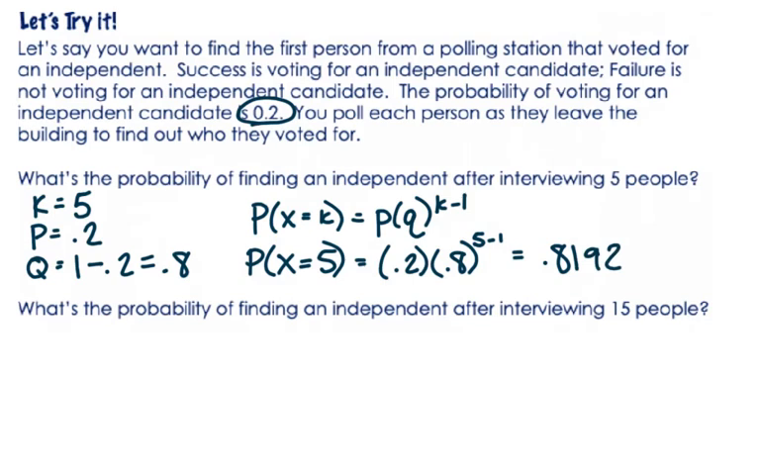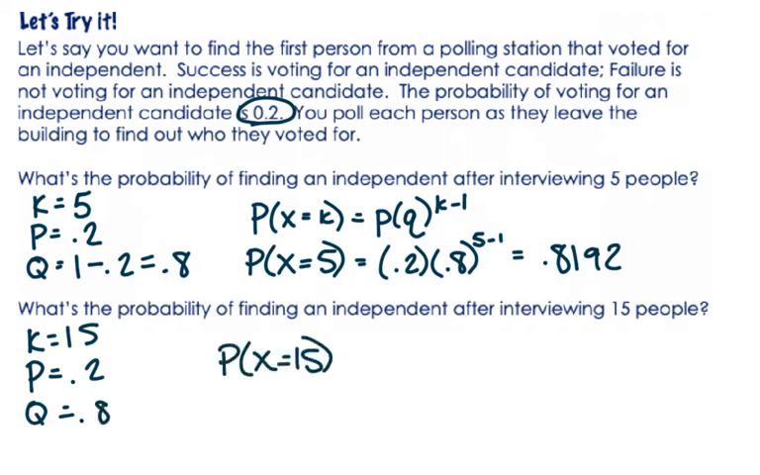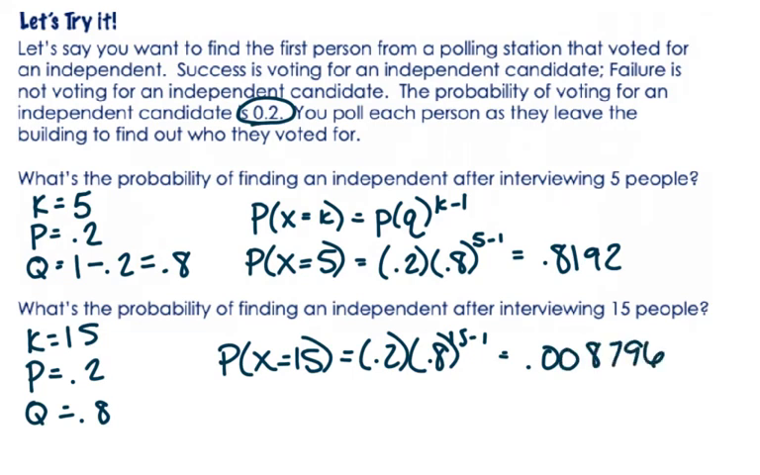Alright, so then if we change the question to what's the probability of finding an independent after interviewing 15 people, k is now 15. The probability of success is 0.2. Failure is still 0.8. So all we do is change the number to 15. So it would be 0.2 times 0.8 to the 15 minus 1 power. And just like in that first table that we did, we should expect a much smaller number, and that's what we get.